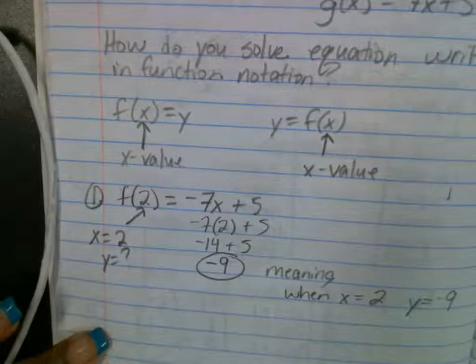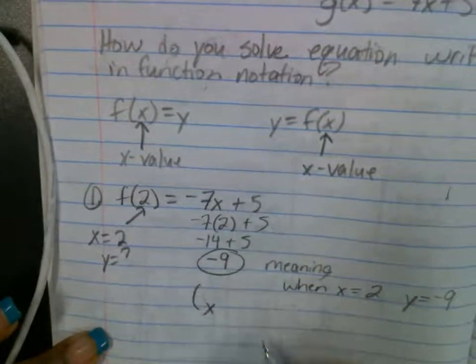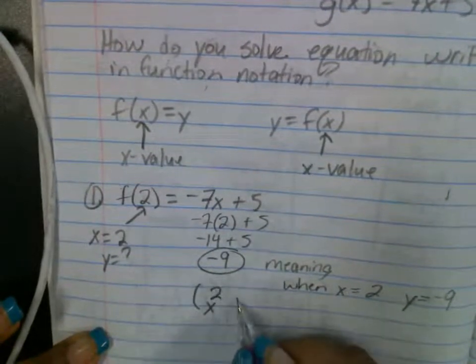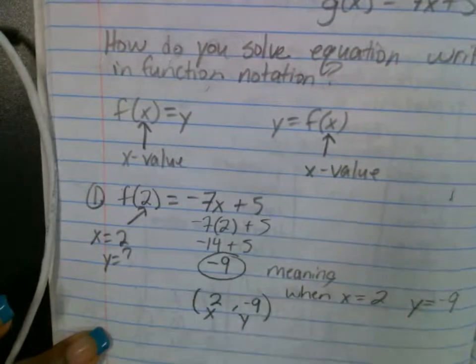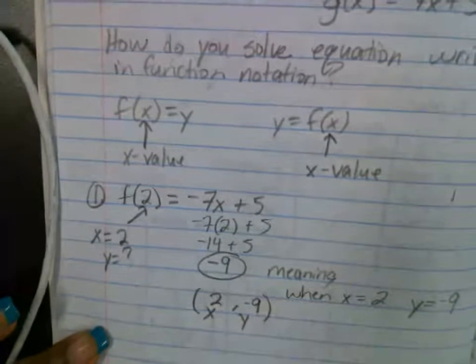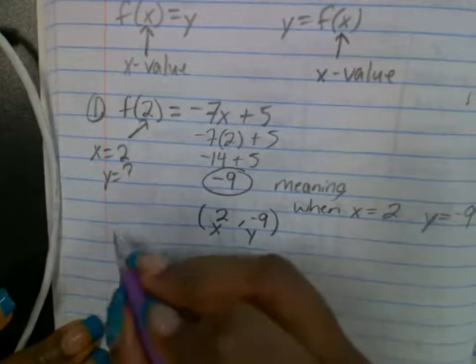You can also write this as an ordered pair. Your x value is 2. Your y value is negative 9. This is the ordered pair. This is also the answer. There are many ways to write this answer. Okay? Let's do another one.